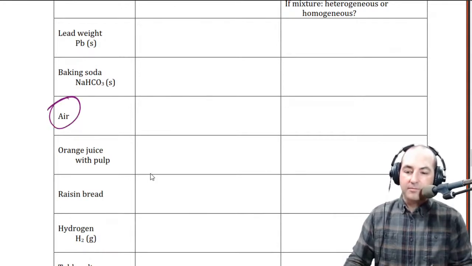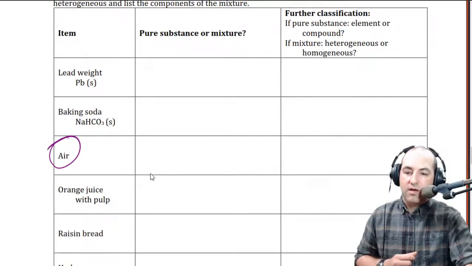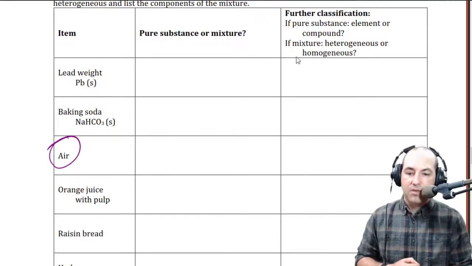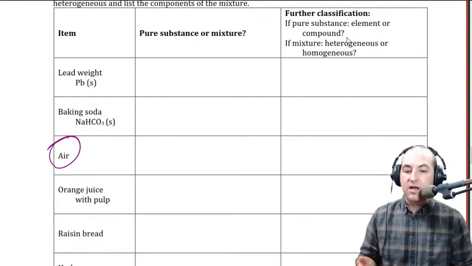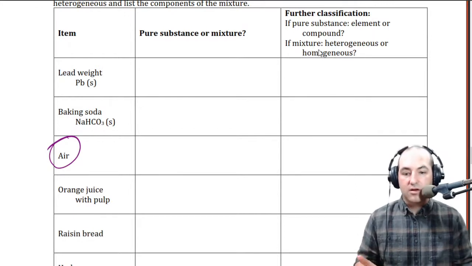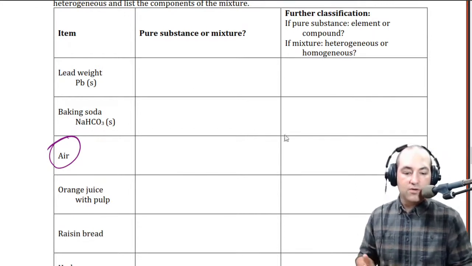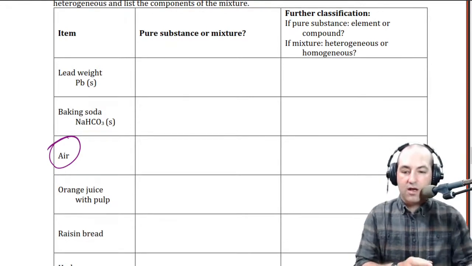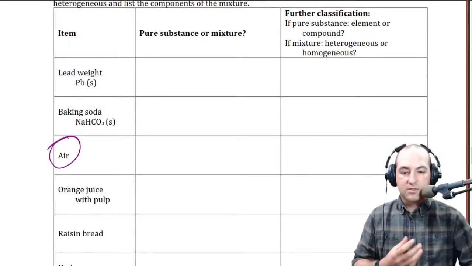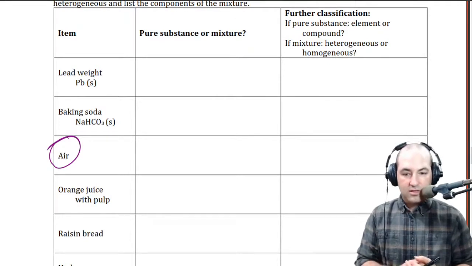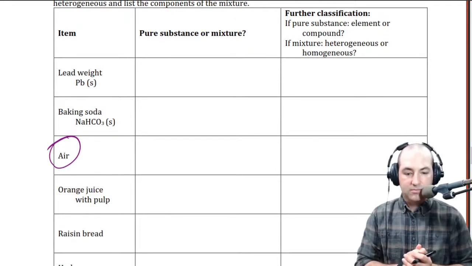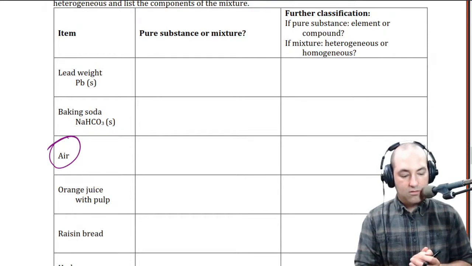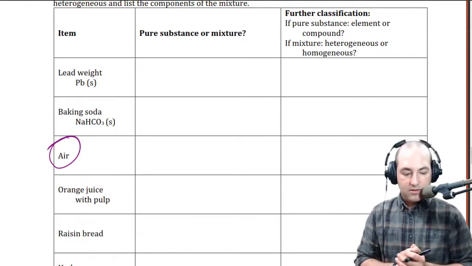So let's look at air. Is air a pure substance or a mixture? And if it's a pure substance, is it an element or a compound? And if it's a mixture, is it heterogeneous or homogeneous? So if you could just drop in a guess there in the chat or in Discord, is it a pure substance or a mixture? And then if it's a pure substance, is it an element or a compound? If it's a mixture, is it heterogeneous or homogeneous? Give everybody another minute to answer.